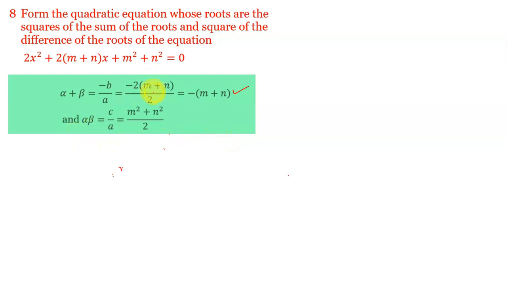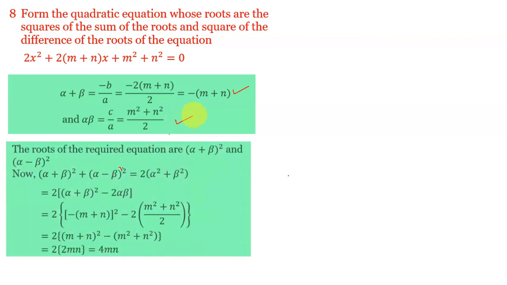Alpha into beta, which is c upon a. The value of c is m square plus n square. A is 2. This is the value of alpha into beta. Now the next. The roots of the required quadratic equation are (alpha plus beta)² and (alpha minus beta)², the square of the sum and the square of the difference.